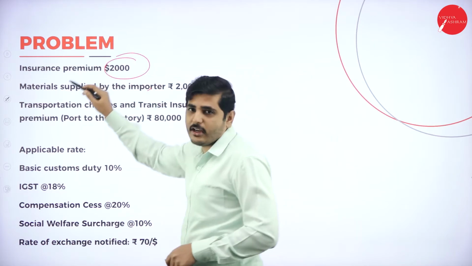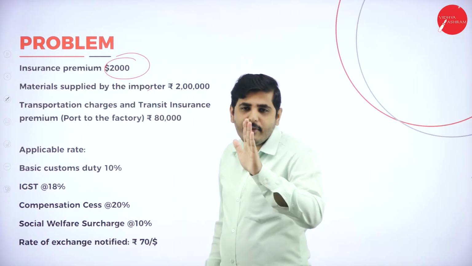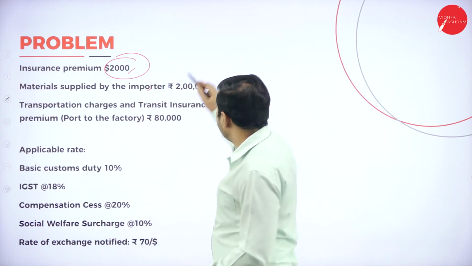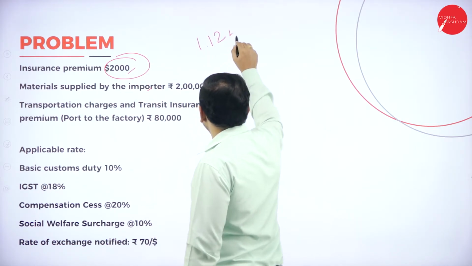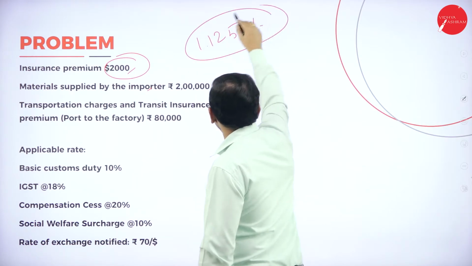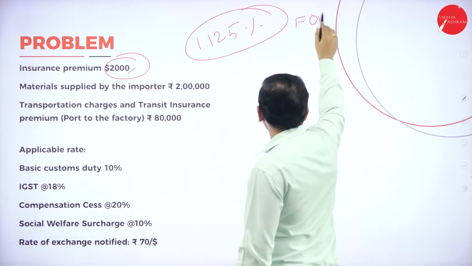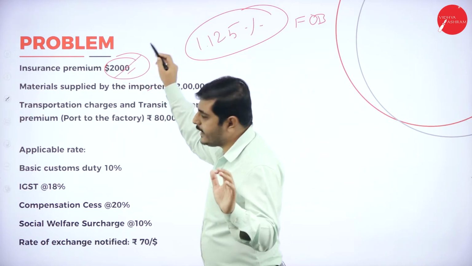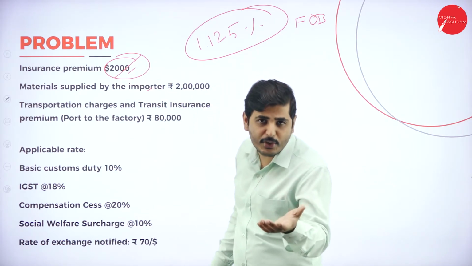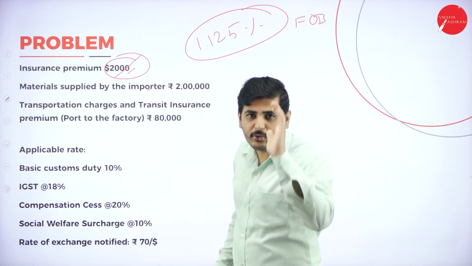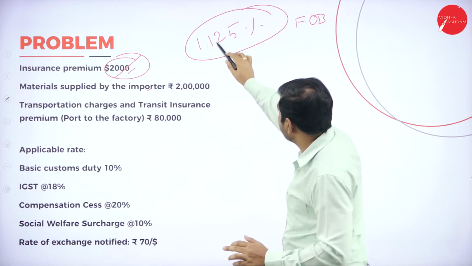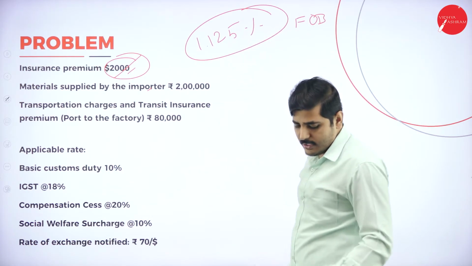While calculating insurance, if the question gives the insurance amount, we can take it directly. If they did not give the insurance amount, it is 1.125% of the FOB value. If they did not give it in the question, according to law we have to take the insurance. Then what amount should we consider? It is 1.125% of the FOB value we should consider.